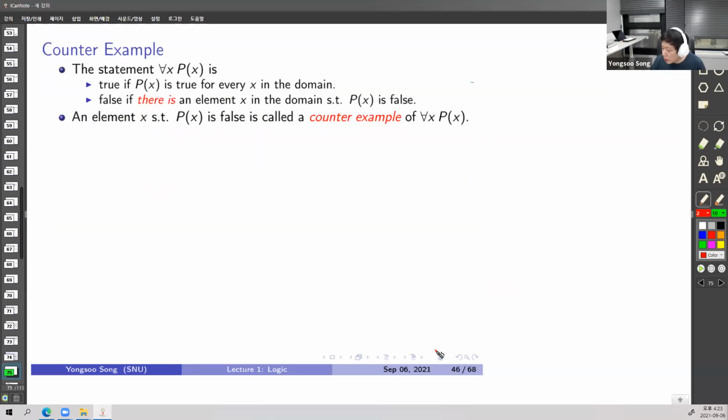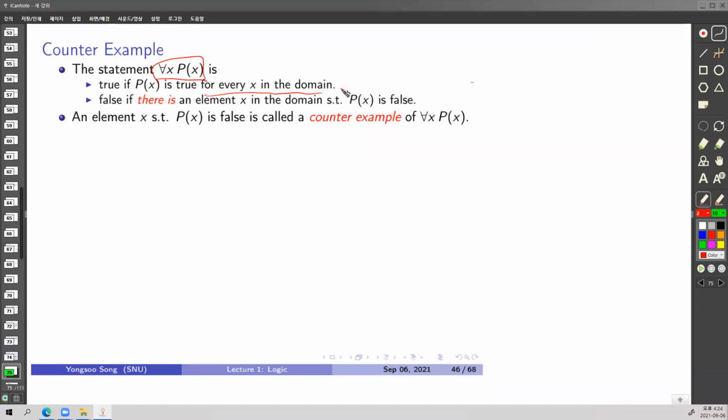Okay, so now this statement is a proposition, and a proposition is true or false, right? So how can you determine if a certain proposition is true or false? To show that this proposition is true, we have to show that P(x) is true for every element x in the domain. So this is how to show that this statement is true.